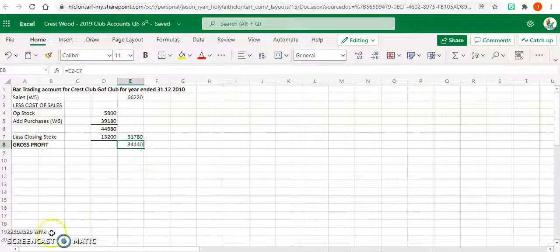So remember, your sales, link it to your debtors, your purchases, link it to your creditors. Anything that you have at the start of the year, you're going to take it away. Anything that you have at the end of the year, you're going to add it on because it's for this period. Your opening stock is going to be taken from the start of the question, and your closing stock is going to be taken from the end of the question.